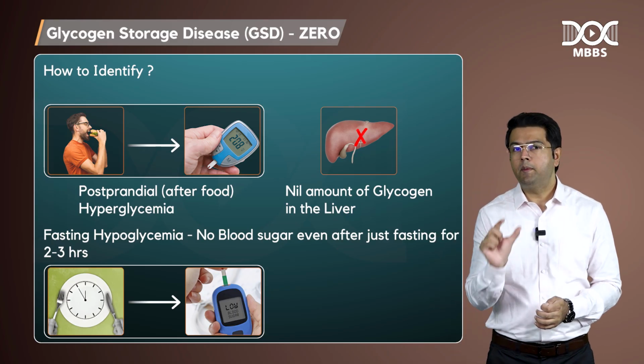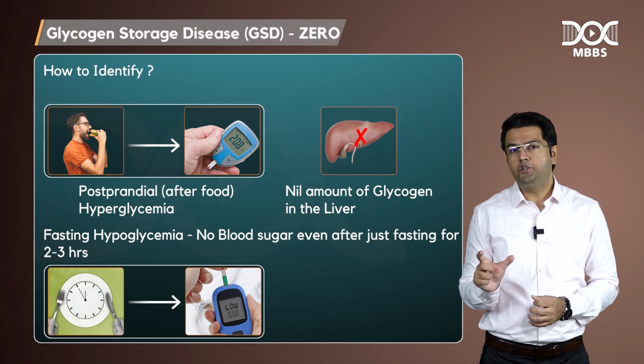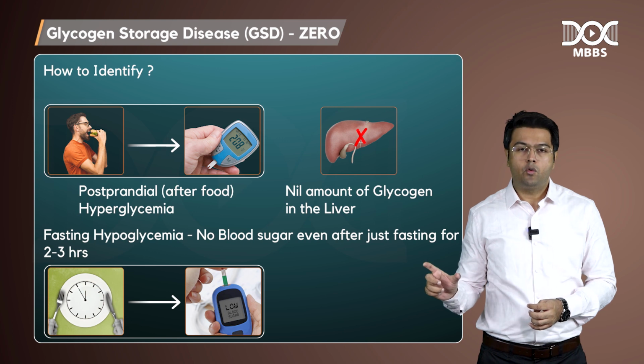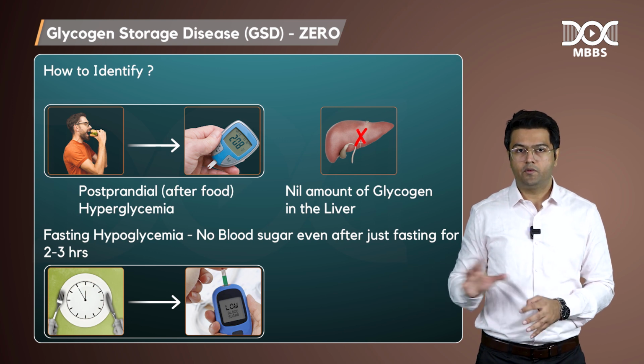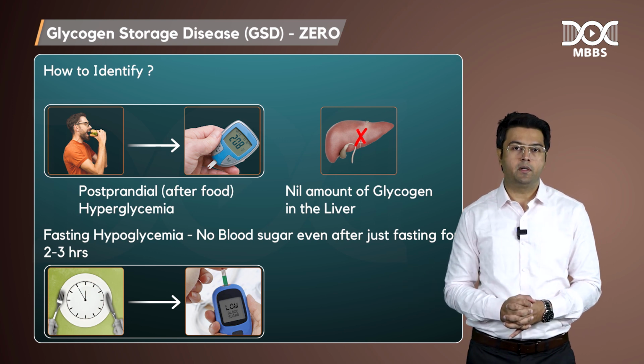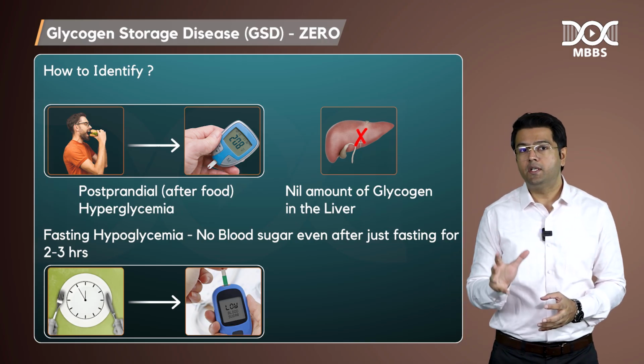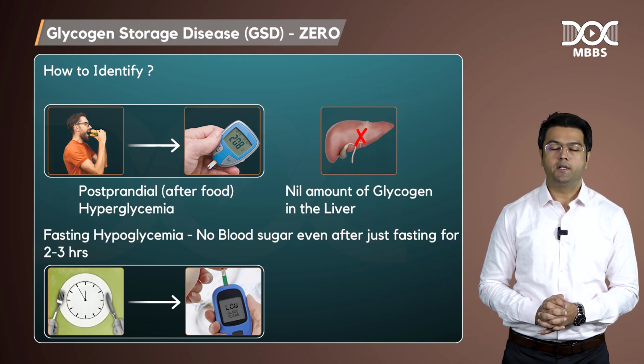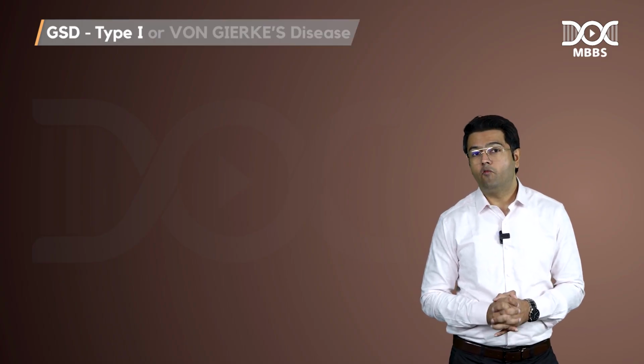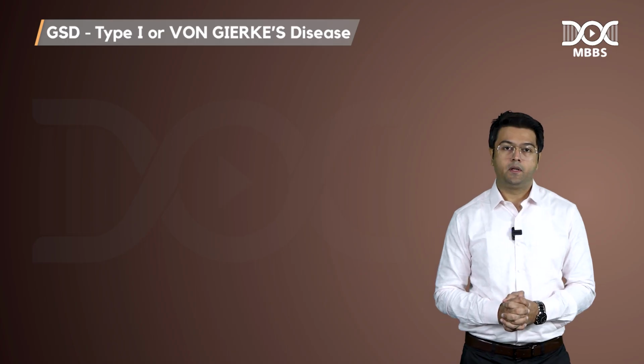So this line can be important, that patient's liver had nil amount of glycogen present. So this is the unique line that you should remember. And postprandial hyperglycemia also. So guys, that is type 0 glycogen storage disease. Now we have the type 1 glycogen storage disease. So guys, type 1 glycogen storage disease is called von Gierke's disease.